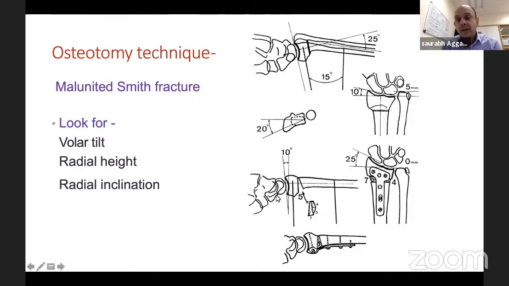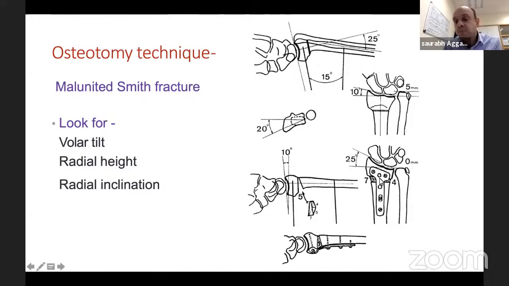So if you get your wire parallel now, you've corrected your volar tilt, and then with a laminar spreader, you can get it out to 25 degrees of radial inclination. And then you can use your plate and do the distal screws. With the plate, you can jack it out, restore your length, and then fill your proximal holes. So this is one way of addressing your deformity in all three planes.